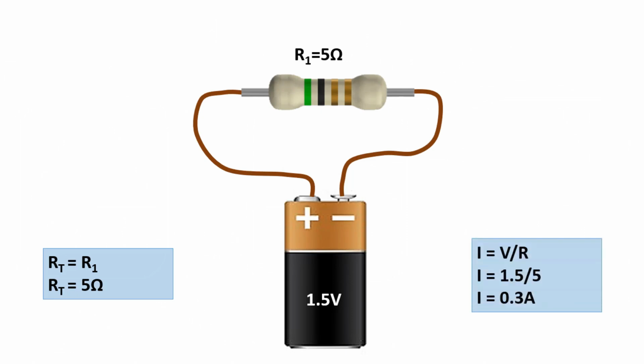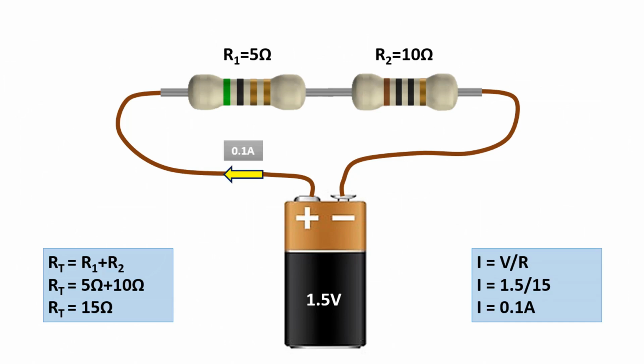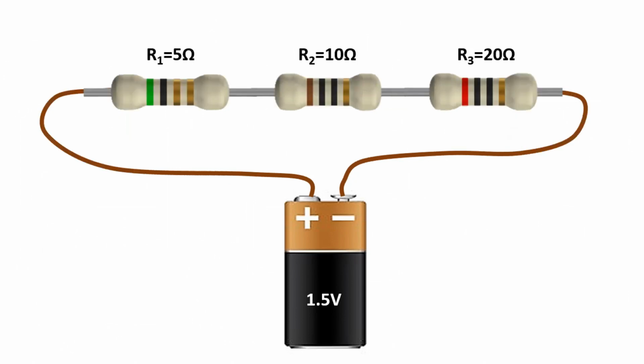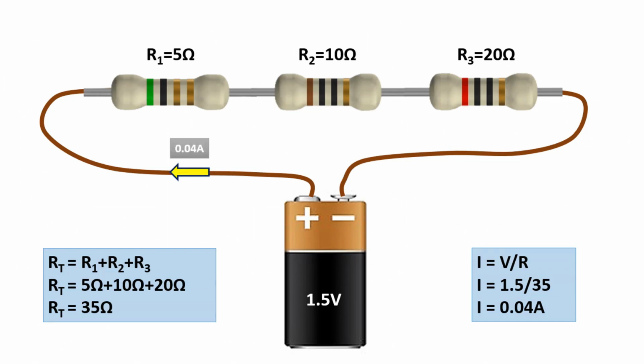The current for this circuit will be 0.3 amps from the result of 1.5 volts divided by 5 ohms. For this circuit, where two resistors are connected in series, the current will be 0.1 amps as a result of 1.5 volts divided by 15 ohms. For this circuit, where three resistors are connected in series, the current will be approximately 0.04 amps from the result of 1.5 volts divided by 35 ohms. We were able to find the current value when we divided the voltage value of the power supply by the total resistance value. We have seen that the current value decreases as the resistance value increases.